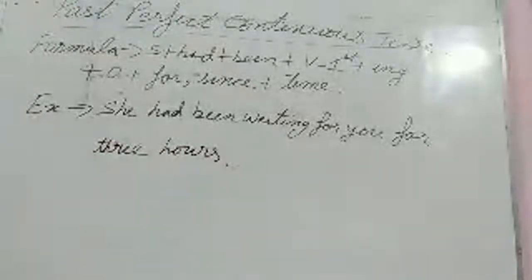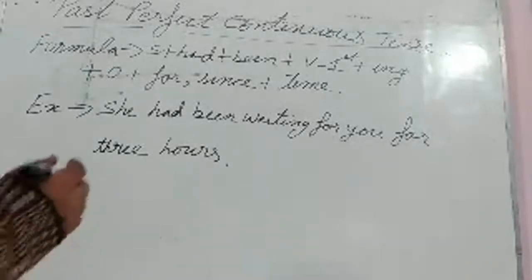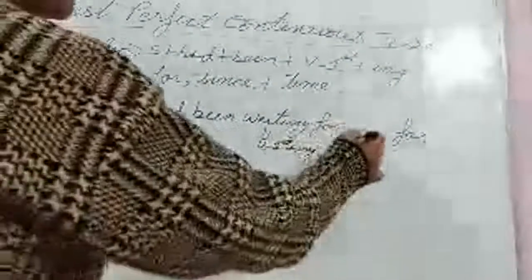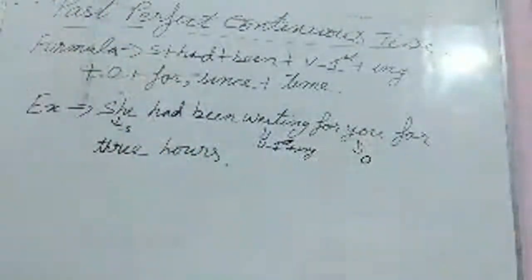The sentence is, she had been waiting for you for 3 hours. So according to the formula over here, she is the subject, had been, waiting is the verb of first form plus ing, for you is the object, okay, and for 3 hours is your time. Okay, let's see the next example.